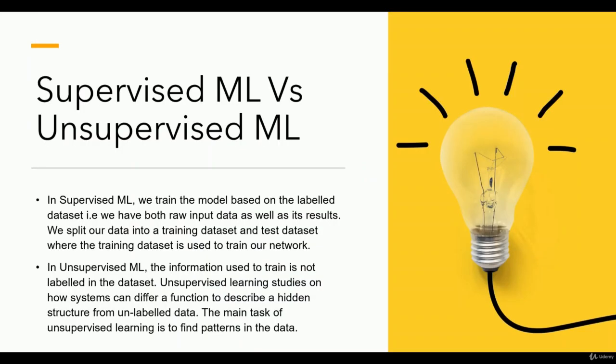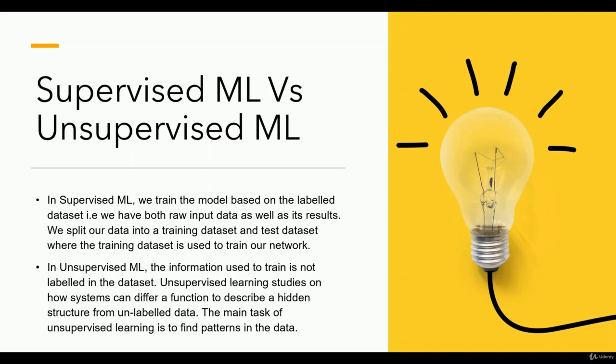So now I'm going to explain what supervised machine learning and unsupervised machine learning are. We saw that supervised is for regression and classification, while clustering is unsupervised machine learning. In supervised machine learning, we train the model based on a labeled data set. That is, we have both raw data as well as results. We split our data into training and test data sets, where the training set is used for our network.